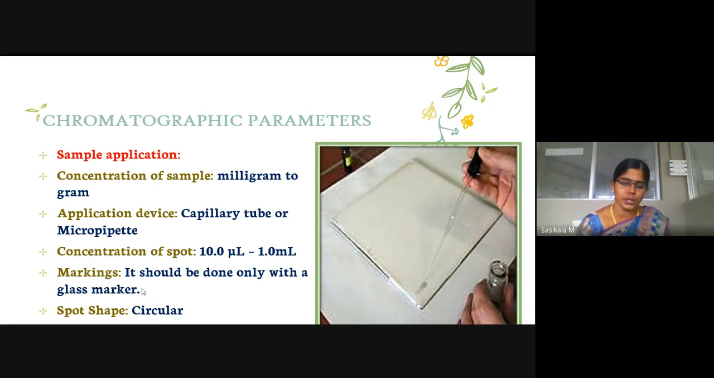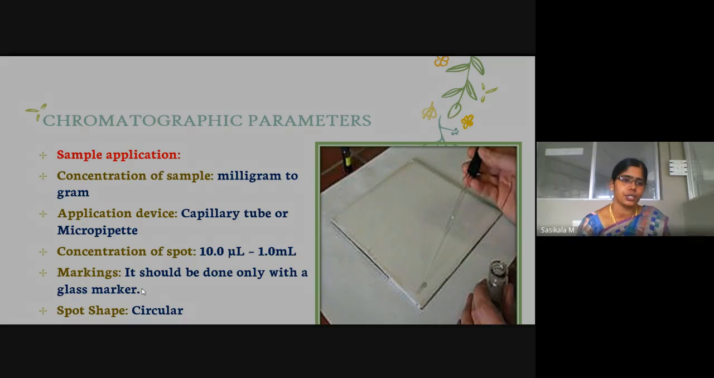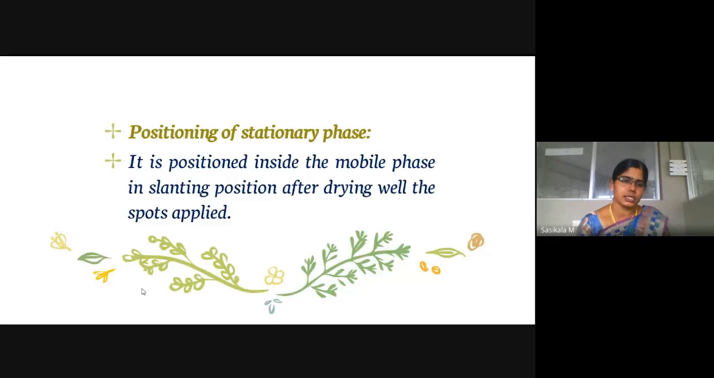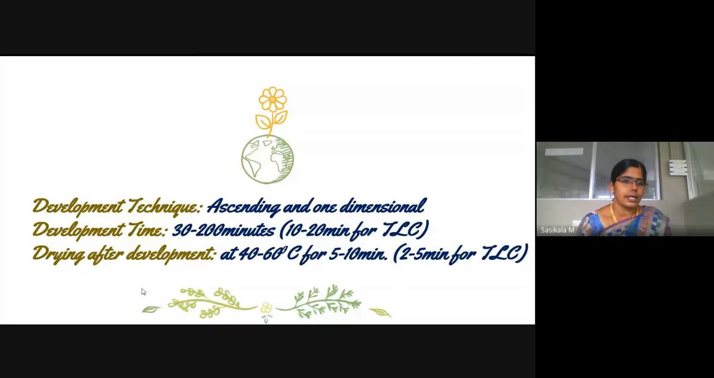Markings and spot shape are the same for TLC and PTLC. Positioning is also common for all the techniques. The development technique is the same, but development time is varying. I have given the comparable times also: 10 to 20 minutes for TLC, whereas 30 to 200 minutes for PTLC. Then drying after development is 2 to 5 minutes for TLC, here 5 to 10 minutes. Based on the thickness, we are increasing the drying time. The temperature is 40 to 60 degrees Celsius, common for all the techniques.